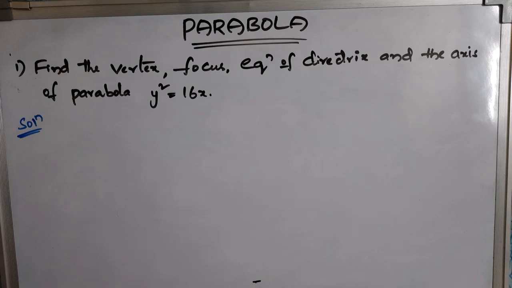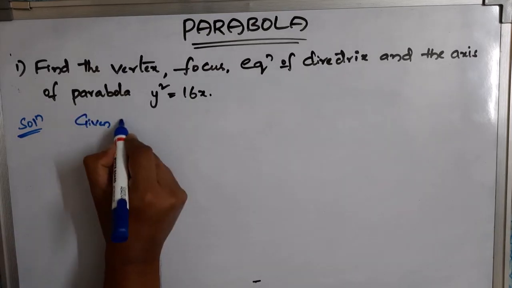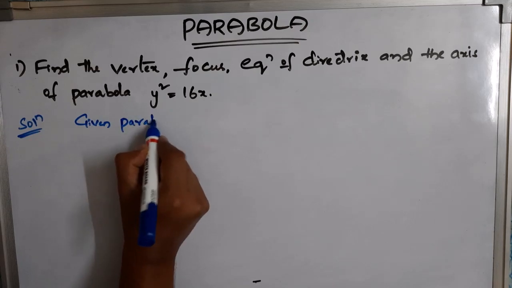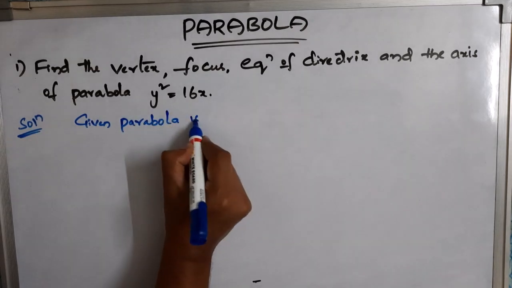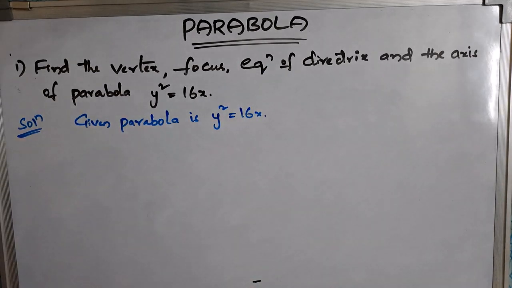As you can see in the first question, the question is given as: find the vertex, focus, equation of directrix and the axis of parabola y square is equals to 16x. So clearly the given parabola is y square is equals to 16x.